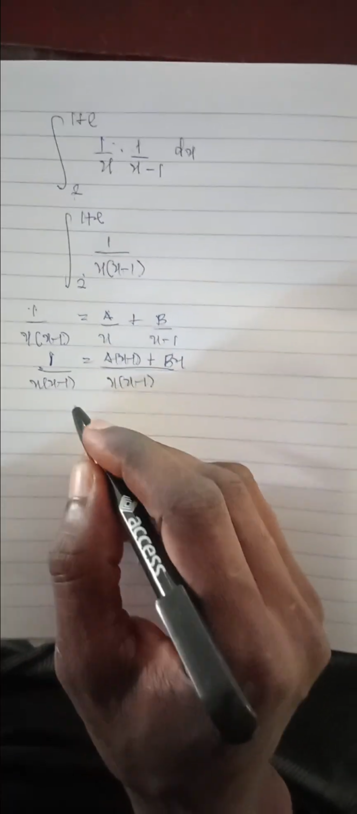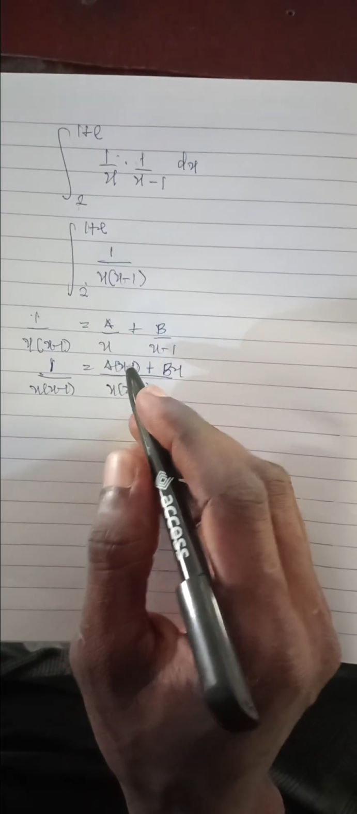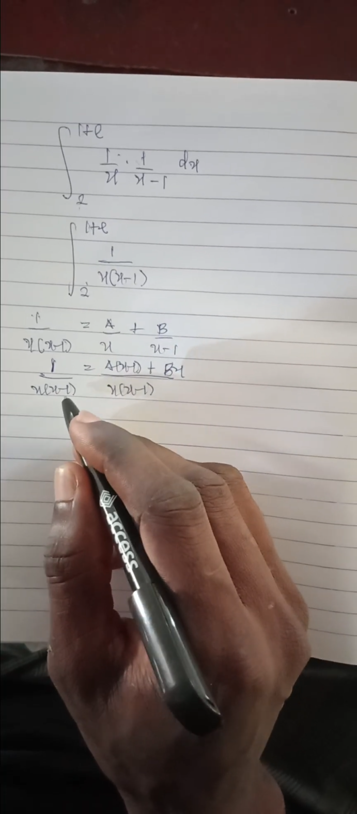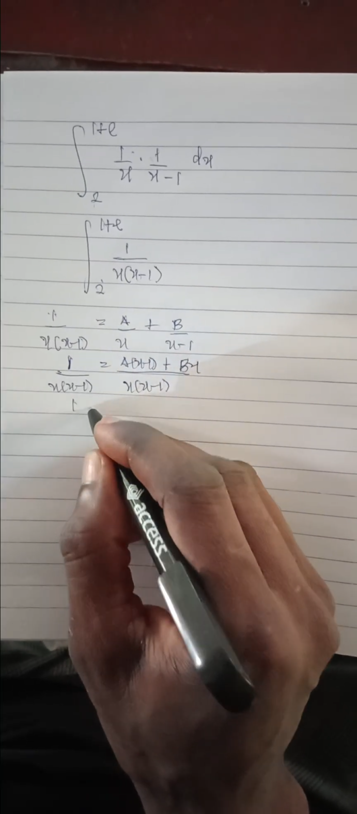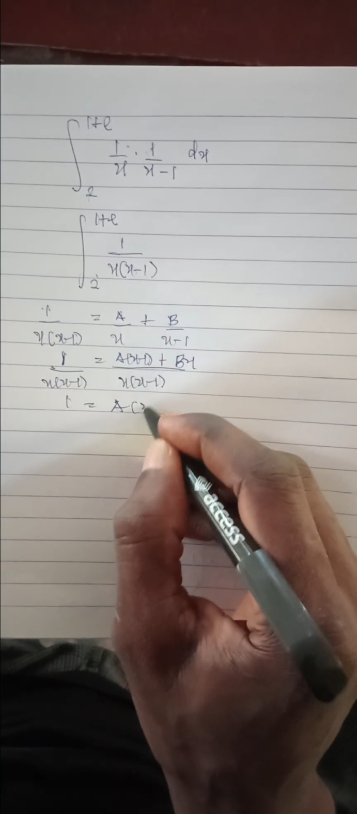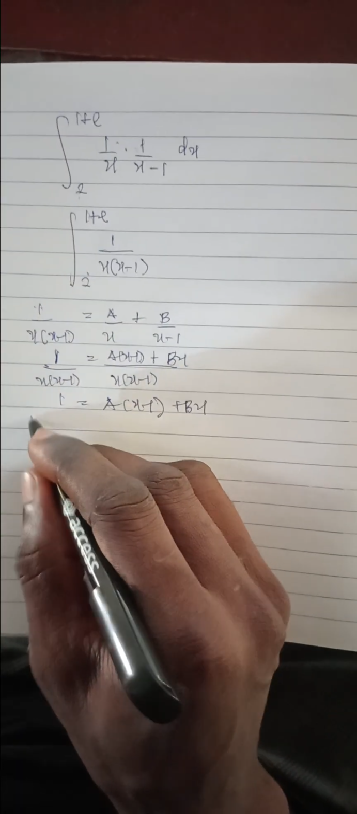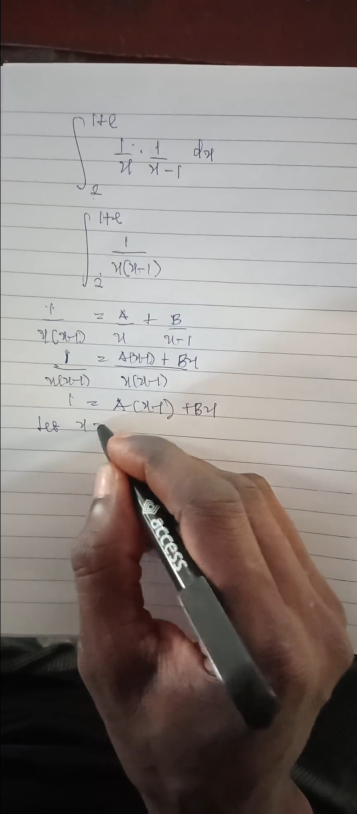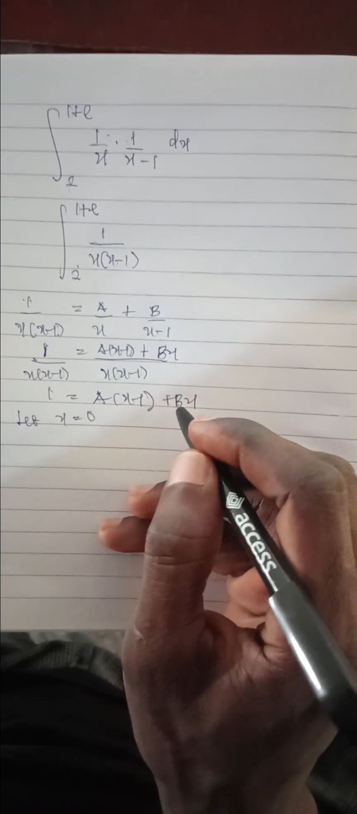Now your whole concern is the numerators. So we are going to focus on the numerators, which means the denominator will be cancelled out. Then we focus on the numerator. So we now have 1 equals a into bracket u minus 1 plus bu. Now let u equal to 0. Let's first find one of the factors of u.